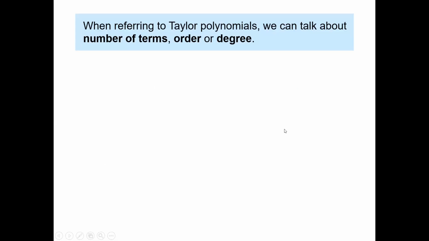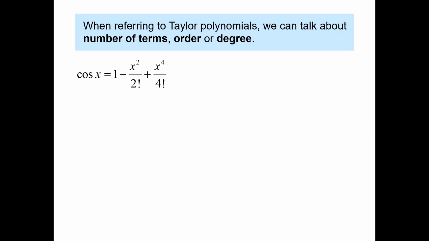When referring to Taylor polynomials, we may talk about them in terms of the number of terms. So you may be asked to write a polynomial with 3 terms or 4 terms or whatever. We might be asked to write about it in terms of the degree or the order. The order refers to the derivative. So like a third order polynomial would be something using the third derivative, going up to the third derivative.